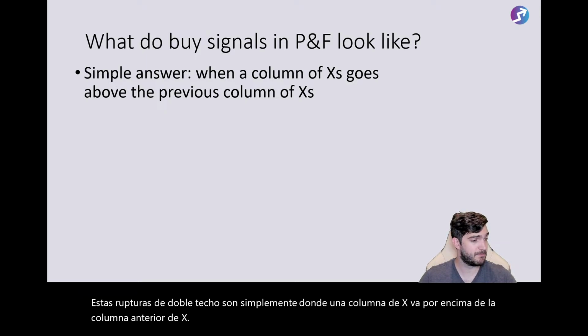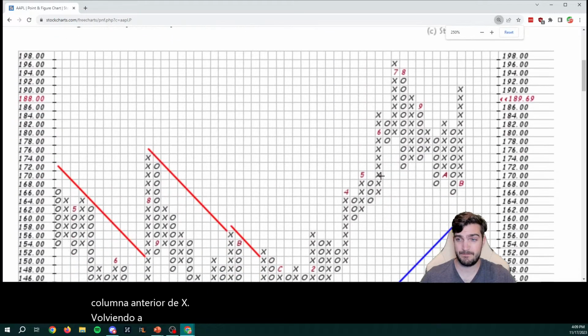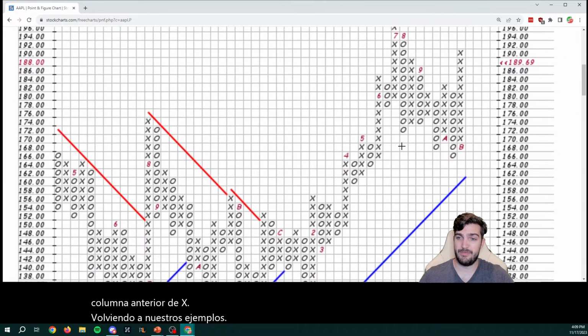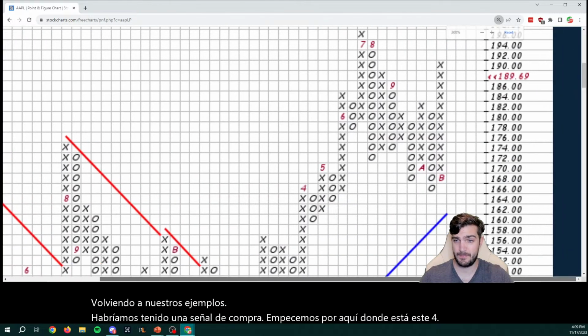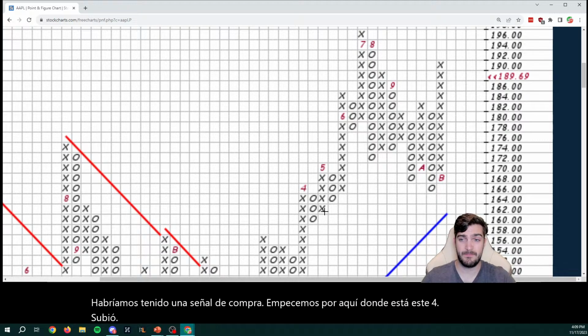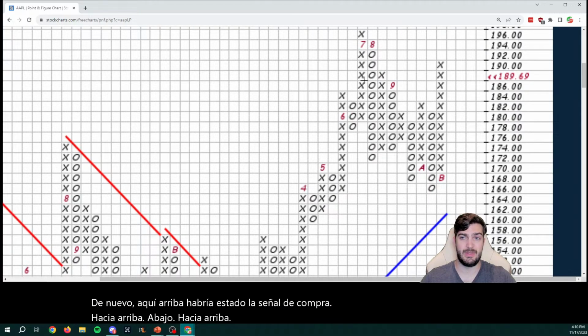Let me show you. Going back to our examples here, we would have had a buy signal. Let's start right here where this 4 is. It went up, back down, up again. Right here would have been the buy signal. Up, down, up. Here would have been the buy signal.